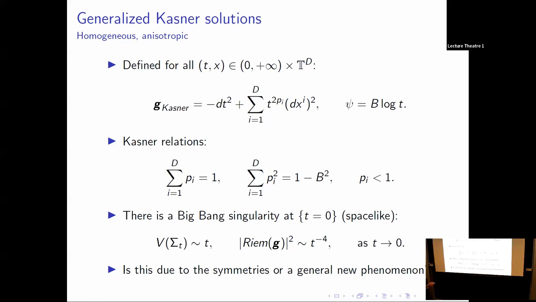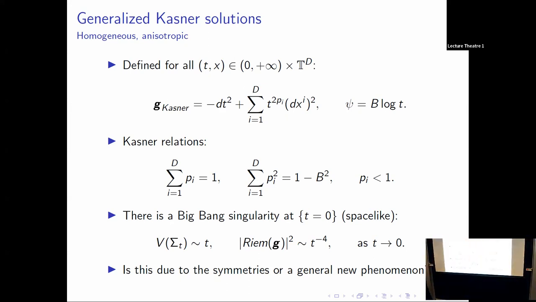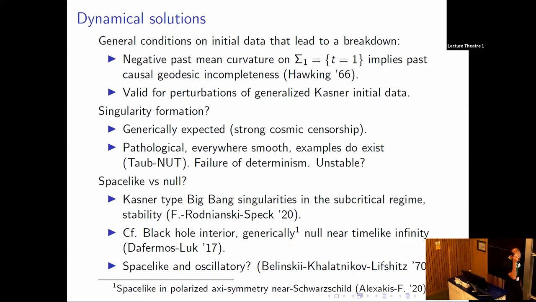And the main feature that is interesting for this presentation is the so-called Big Bang singularity. As one goes to the past, let time go to zero. This is like a crushing singularity, in the sense that Hans mentioned yesterday. The volume of the time slices goes to zero and the curvature invariants blow up. So that's an essential singularity. And the main question that people would like to address is whether this type of phenomenon is general, like general solutions exhibit this type of breakdown, or whether it is due to symmetries and when you perturb it will go away.